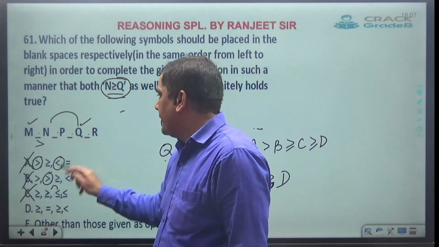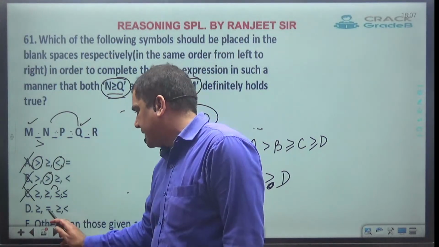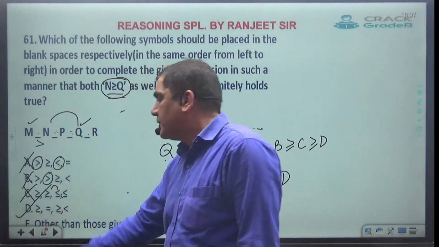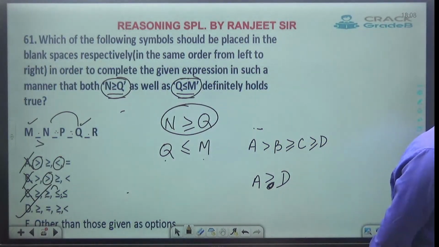N and Q must have equal to, second and third must have equal to and faces must be towards M. Yes, second and third have equal to and faces towards M. The answer is D. Clear?